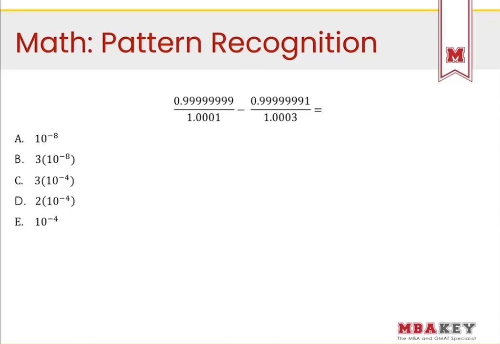A, 10 to the negative 8. B, 3 times 10 to the negative 8. Now, in A, there's actually a little 1 here: 1 times 10 to the negative 8, but we don't usually write the 1. And you want to notice that that's a 1, that's a 3, that's a 3, and then let's skip to E. That's also another 1. We usually don't write the 1. And then there's a 2.